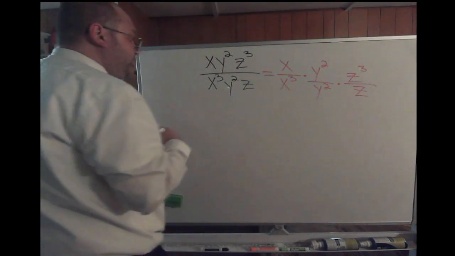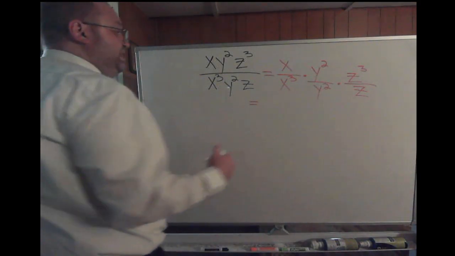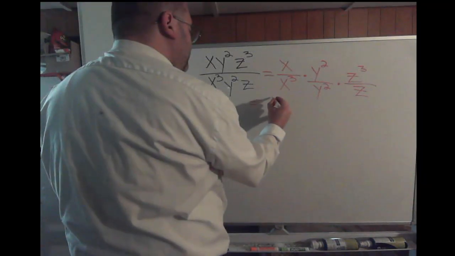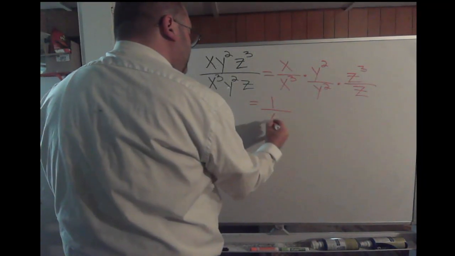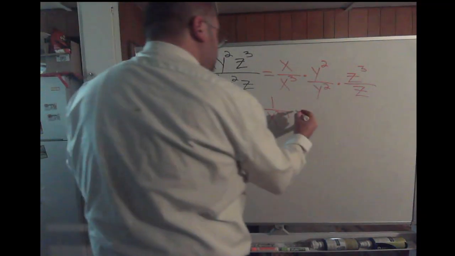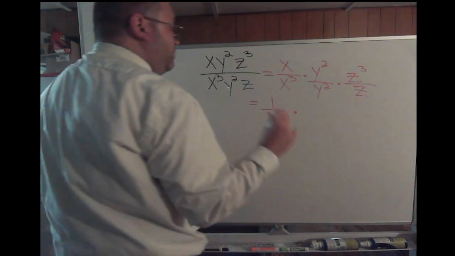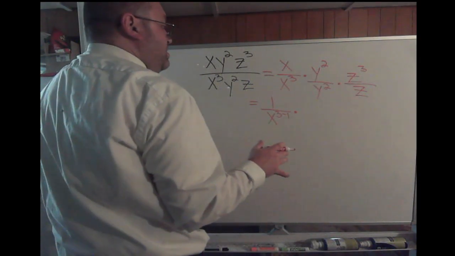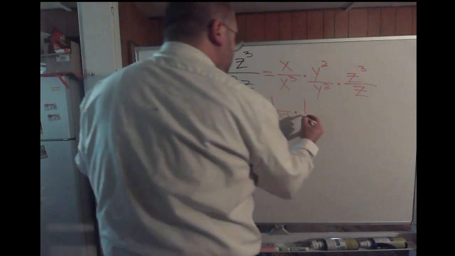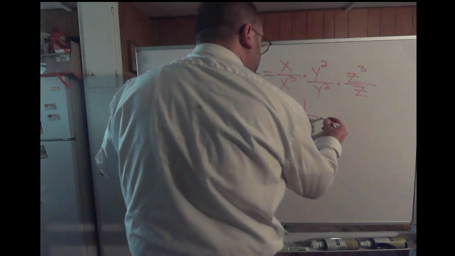So, for the x part, it's clear to see that the power in the denominator is bigger than the power in the numerator. So you're going to take 1 over that x to the 3 minus 1 power times, okay, you have y to the second over y to the second. Well, since they're the same power, it just goes to 1. You can make a denominator of 1 if it helps you. 1 over 1's 1, we know that.